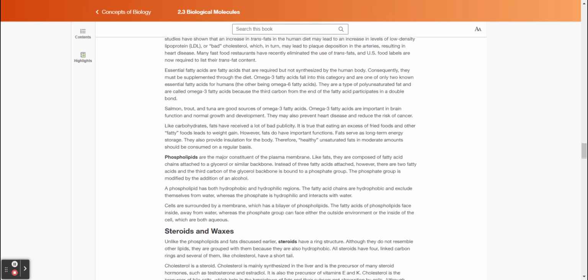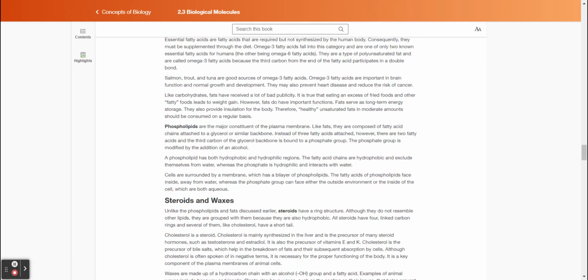Essential fatty acids are fatty acids that are required but not synthesized by the human body. Consequently, they must be supplemented through diet. Omega-3 fatty acids fall into this category and are one of only two known essential fatty acids for humans, the other being omega-6 fatty acids. They are a type of polyunsaturated fat and are called omega-3 fatty acids because the third carbon from the end of the fatty acid participates in a double bond.